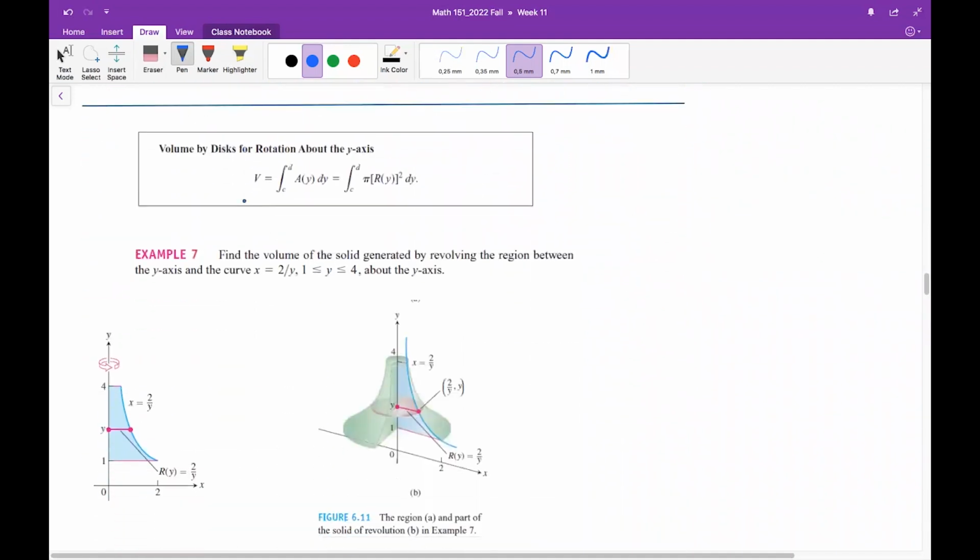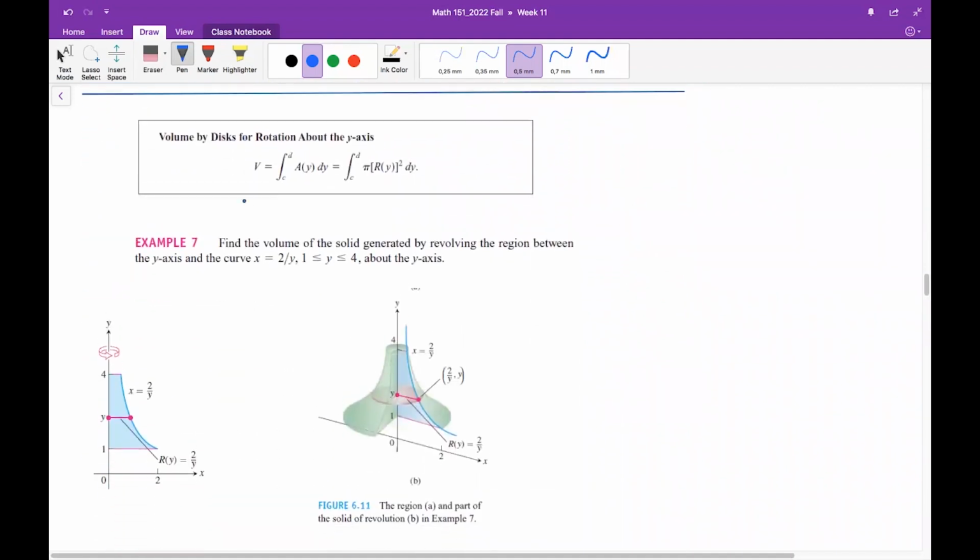Let's move on. Now we will cover the same type of idea with respect to the y-axis. So the volume of the region revolving, you see everything is with respect to y now. c and d are the boundaries for the y-axis because you're integrating with respect to y, and the cross-sectional area will be given in terms of y. That's why the radius will be expressed in terms of y. So we are doing the same thing, except that we are integrating over the y-axis.